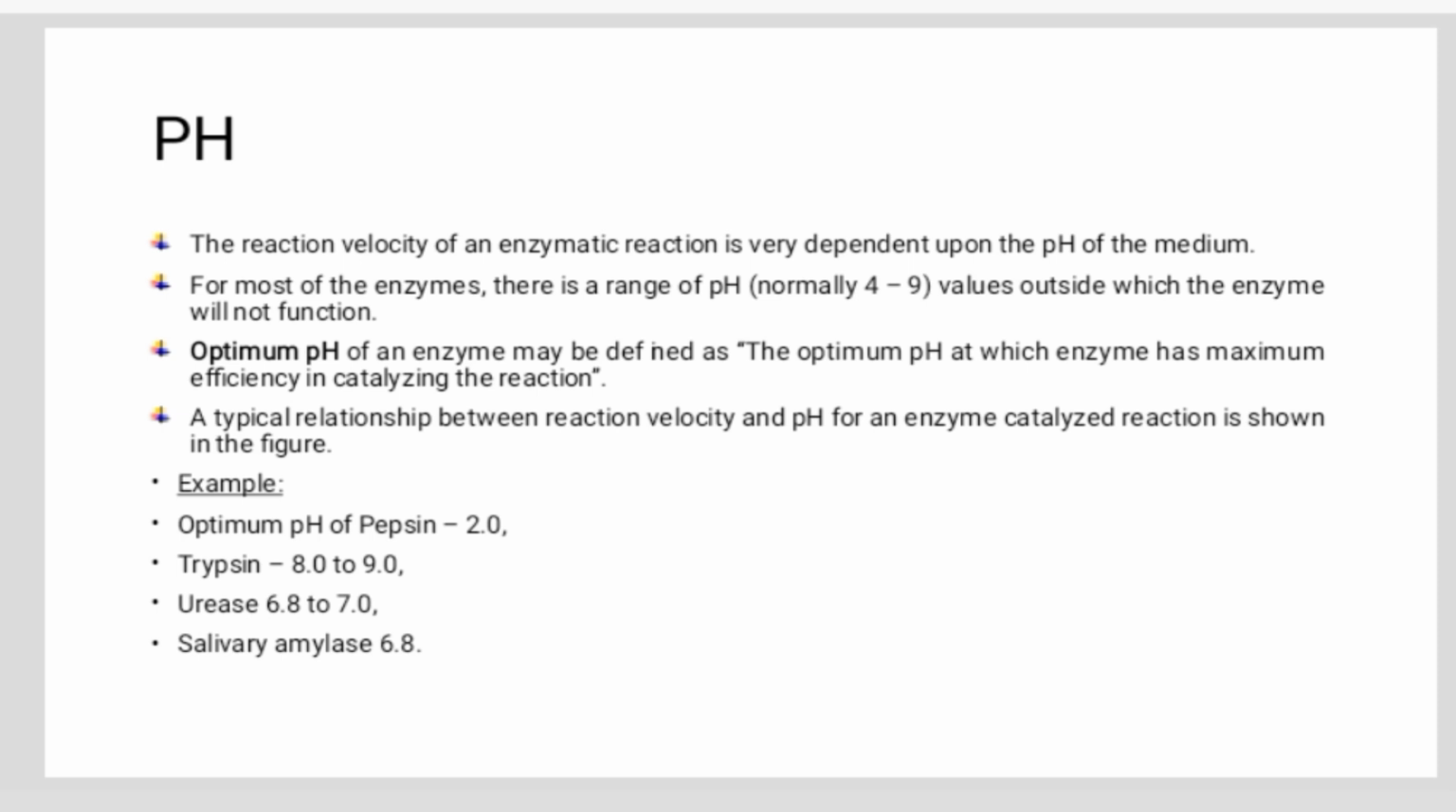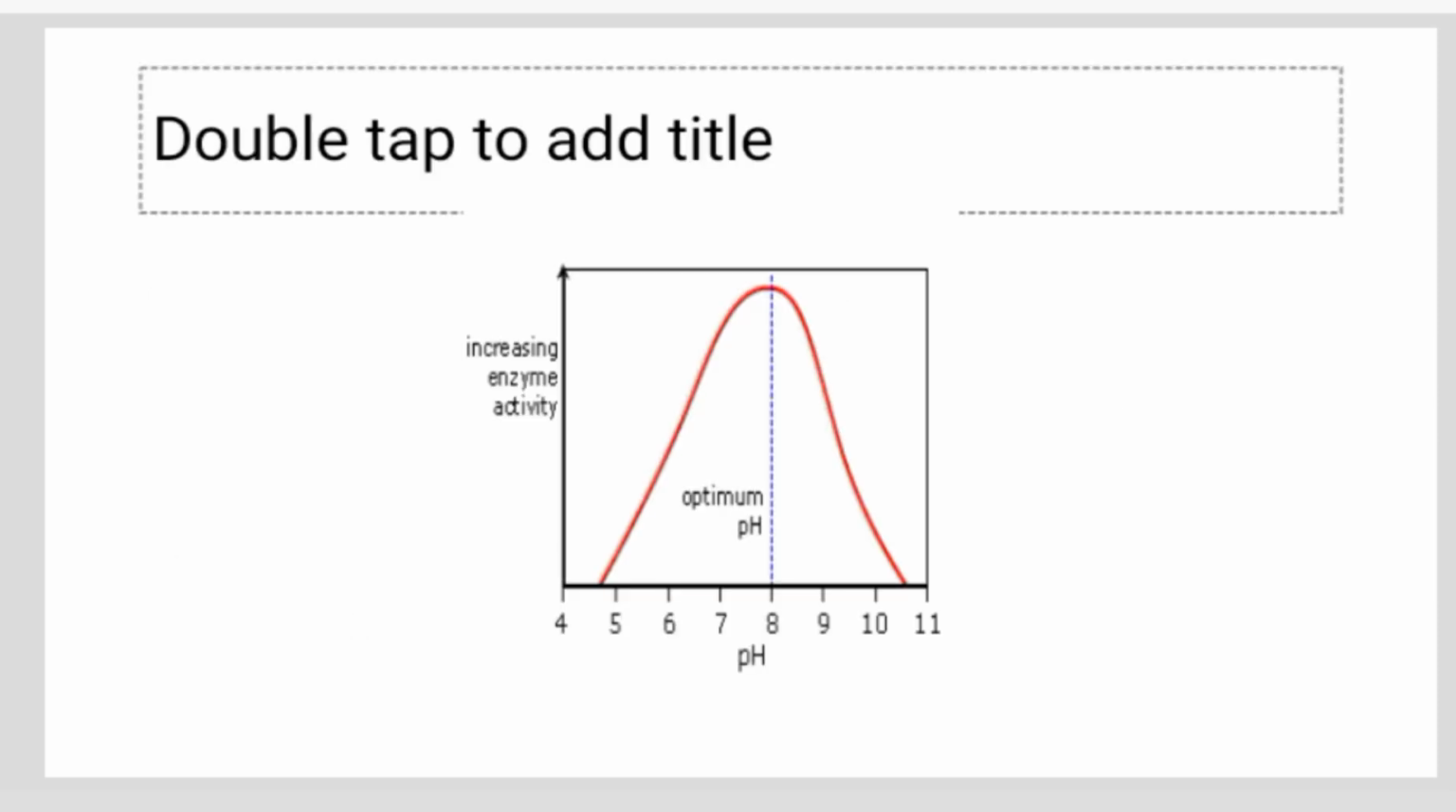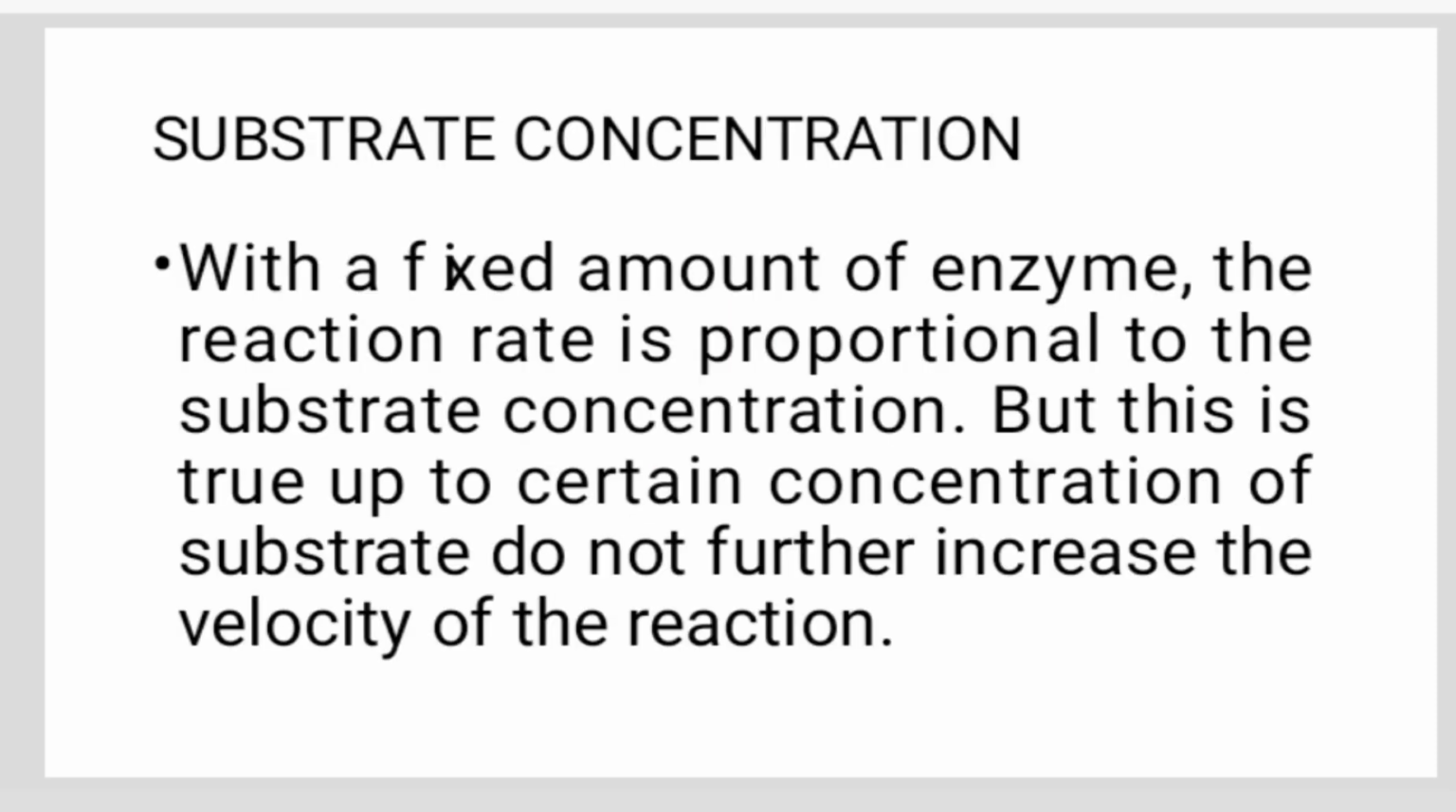Some examples: pepsin, a proteolytic enzyme, has an optimum pH of 2.0, trypsin 8.0 to 9.0, urease 6.8 to 7.0, and salivary amylase 6.8. Some enzymes have an optimum pH of around 8, at which the activity of the enzymes is increased. Substrate concentration is also one of the factors affecting enzyme activity.